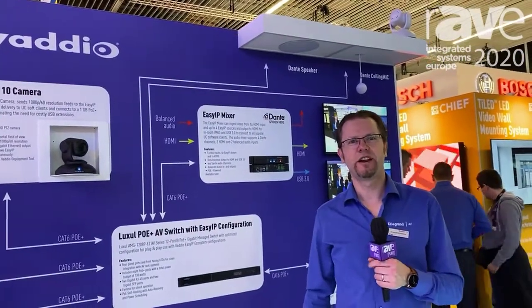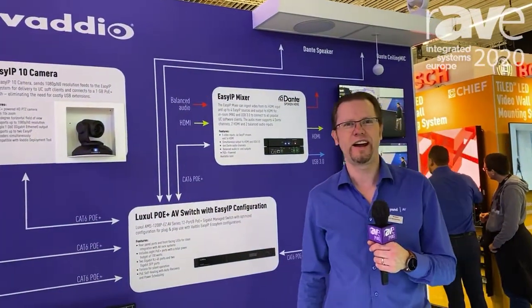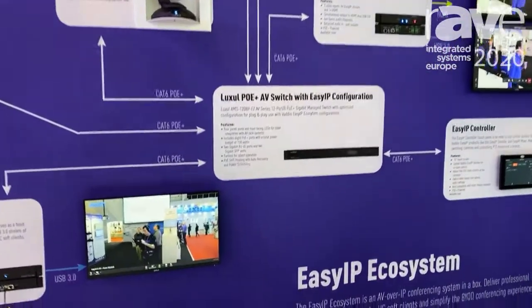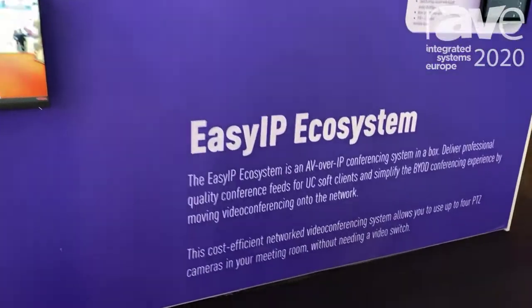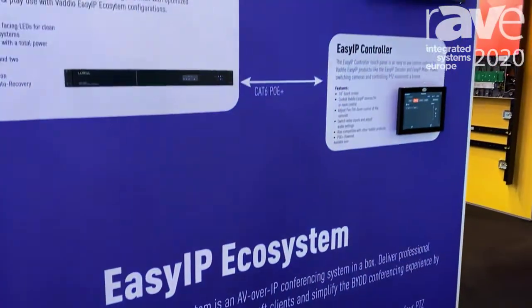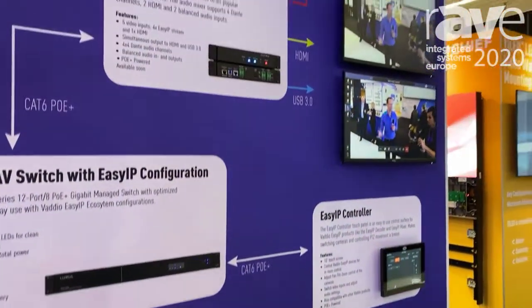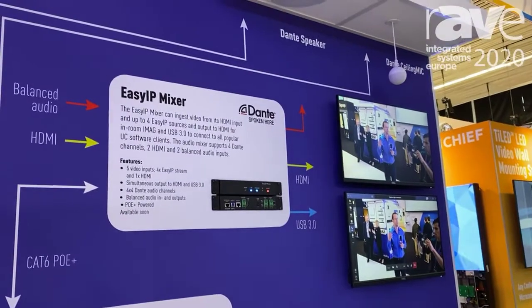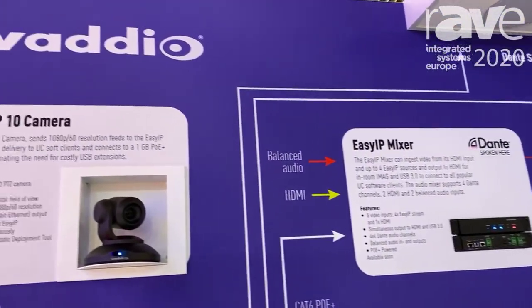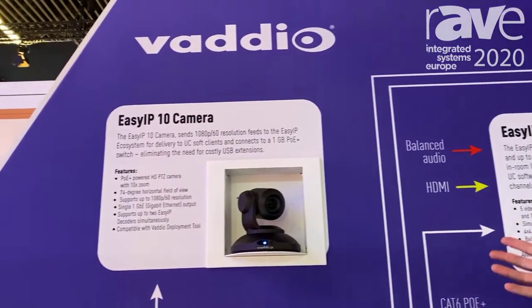We're here at the rAVe booth in ISE 2020, and what we're looking at here is our new EasyIP ecosystem. The Vaddio EasyIP ecosystem is an AV over IP ecosystem for small room conferencing, large room conferencing, and also for higher education. Part of this ecosystem obviously will be IP-based cameras.